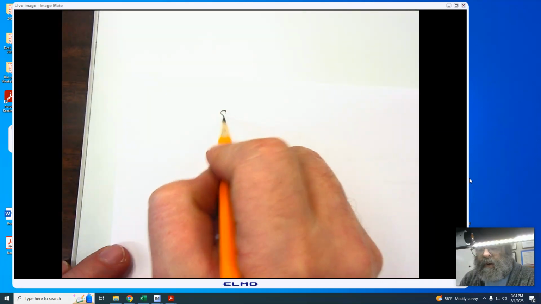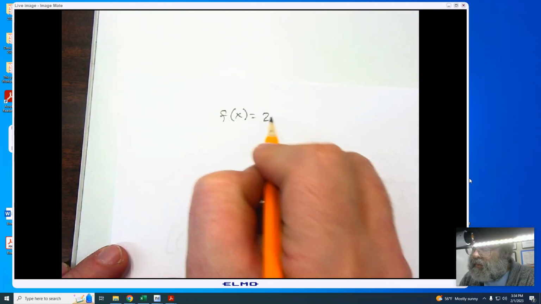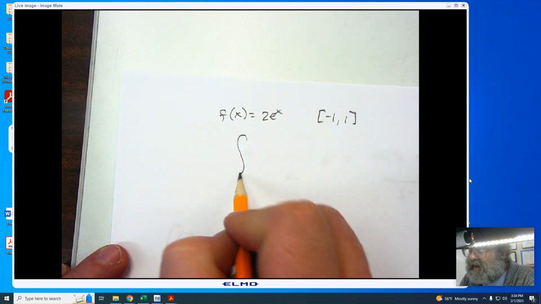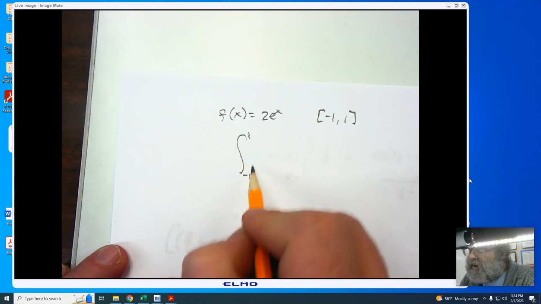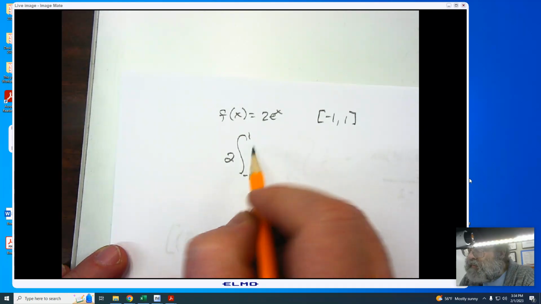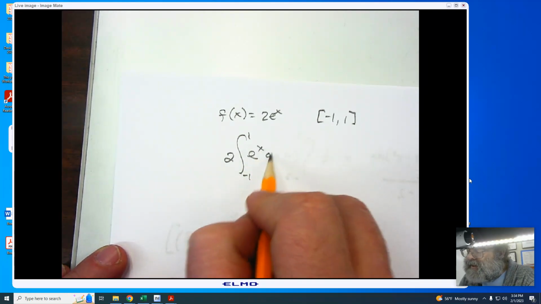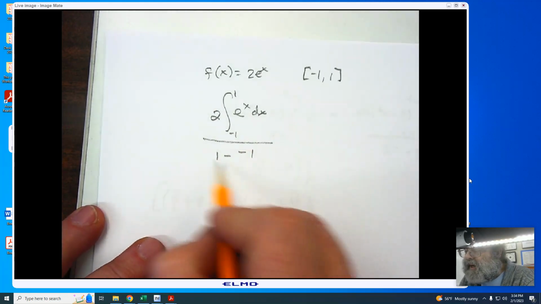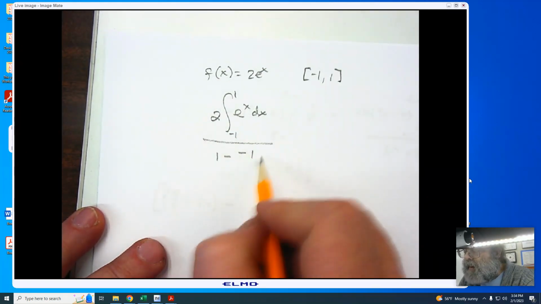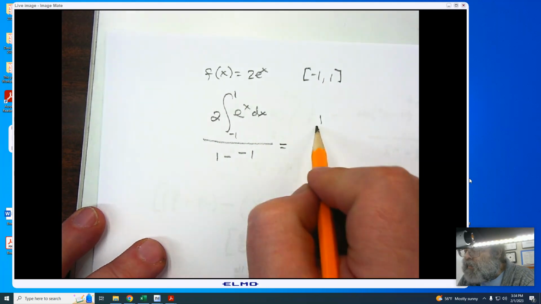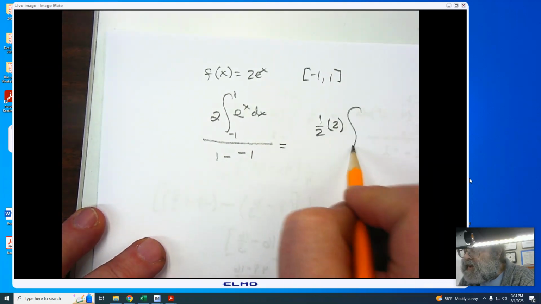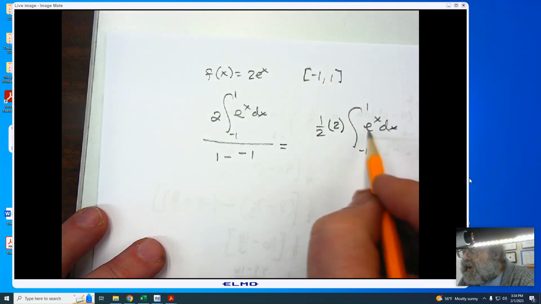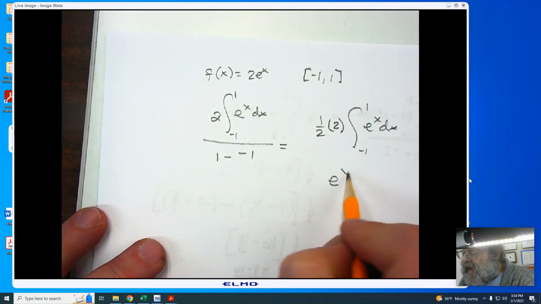Number 3 gave us a function that is 2e to the x over an interval -1 to 1. So we're going to set it up from -1 to 1. 2 moves out in front, e to the x dx divided by 1 minus -1. I'm getting a 1/2 here. Notice it's in the denominator. So I'm going to call this 1/2 of 2 times the integration from -1 to 1 of e to the x dx. And we know the integration of e to the x is e to the x.